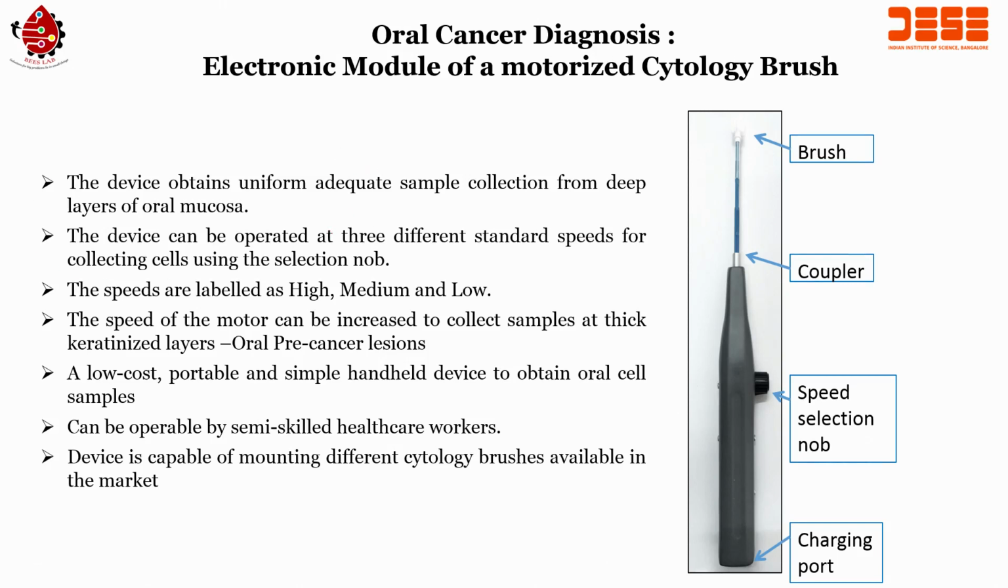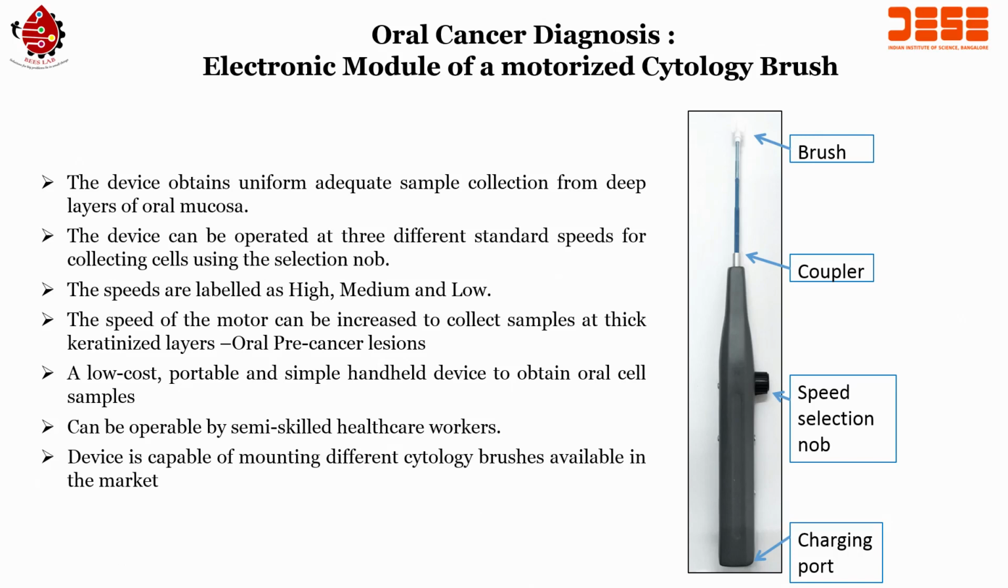Second, the device can be operated at 3 different standard speeds for collecting cells using the selection knob. You can change the speed, right. Then what are the speeds? High, medium and low. The speed of the motor can be increased to collect samples from thick keratinized layers or oral precancer lesions.